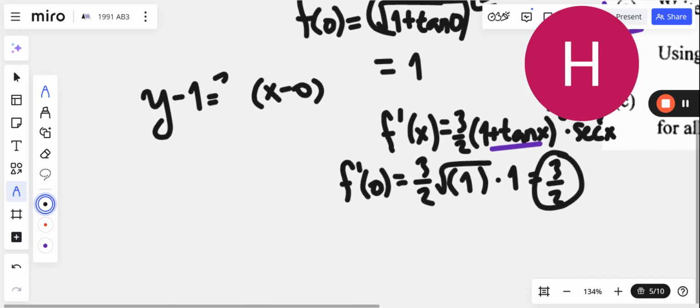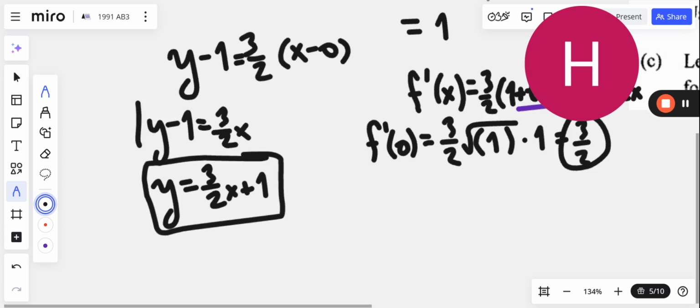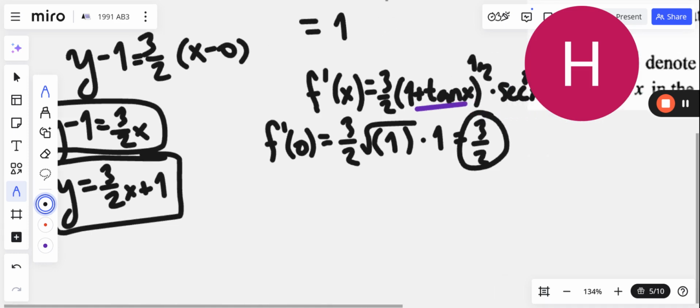Now we can use that for our tangent line. And if you'd like, you can put it y minus 1 equals 3/2 x. If you really want to get it into slope-intercept form, go ahead. That's fine. I'm not going to stop you, but it could be in point-slope form. That's totally acceptable.